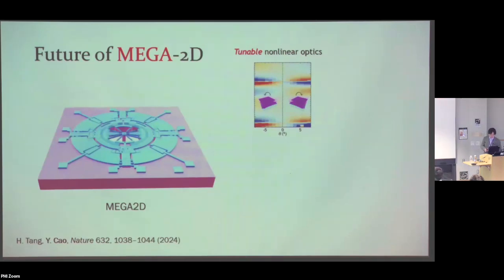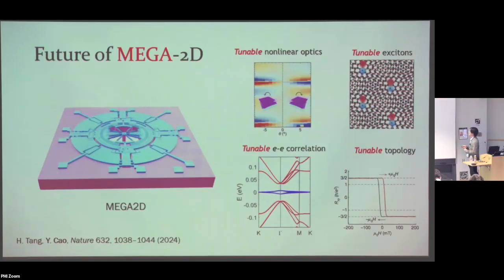So this is almost the end of my talk, but I just want to mention that this is the start of a new subfield where we try to use this new MEMS device to tune the materials. So far we have demonstrated these nonlinear optical properties, but what we can do is much more than this. We are trying to also study twisted excitonic behaviors, of course superconductivity as well, and also topological states like the fractional quantum anomalous Hall state using these 2D materials.